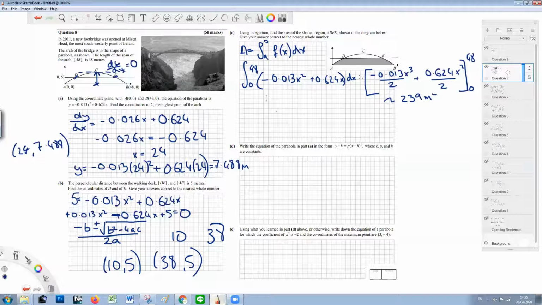And the other one then is essentially going to be pretty much the same equation, but this time we need to bring it down by 5. So it's going to be the limits of 10 and 38 of minus 0.013x squared plus 0.624x minus 5.